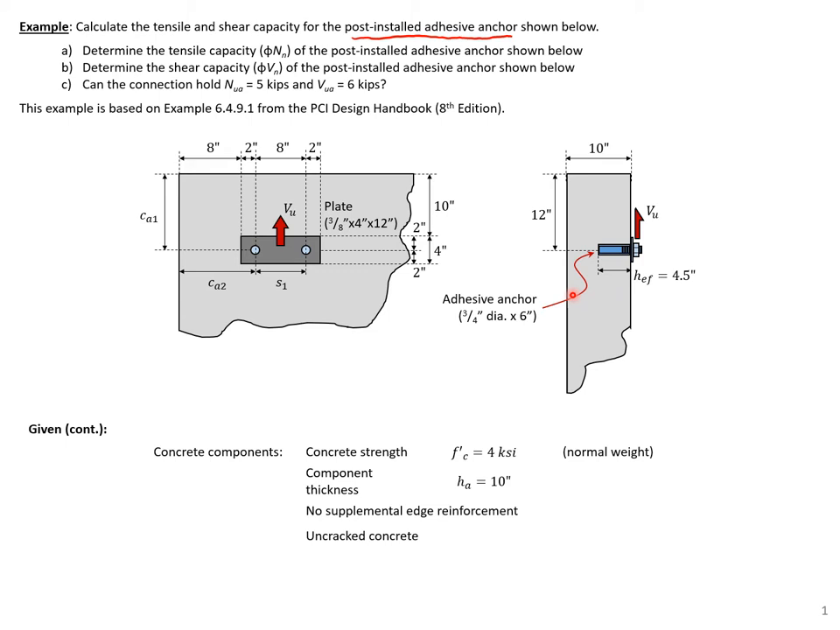So we're going to determine the tensile capacity of the post-installed adhesive anchor, the shear capacity, and then we're going to look and see if the connection can hold a given 5 kips of tension and 6 kips of shear at the same time. We're given some additional details on our concrete component. The concrete strength is 4 KSI, and the thickness of the component is 10 inches. It's normal weight concrete. We have no supplemental edge reinforcement, and we're going to assume that the concrete remains uncracked while the adhesive anchor is in service.